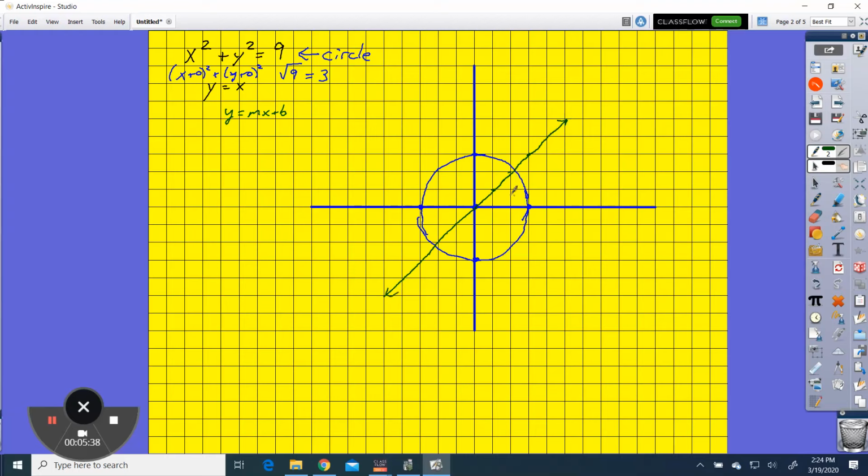Now, where do these points cross? Well, this one crosses about 2.2 and 2.2. This one looks like it crosses about negative 2.2 and negative 2.2. So that's what I put for my answer, and there it is. Those are my solutions. That's the x and y coordinate.